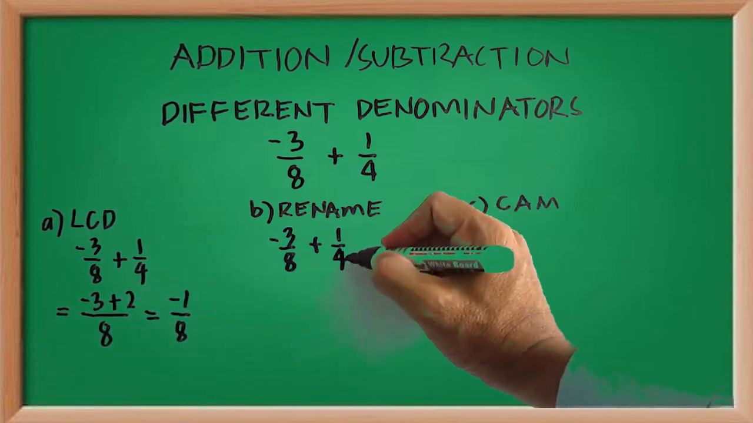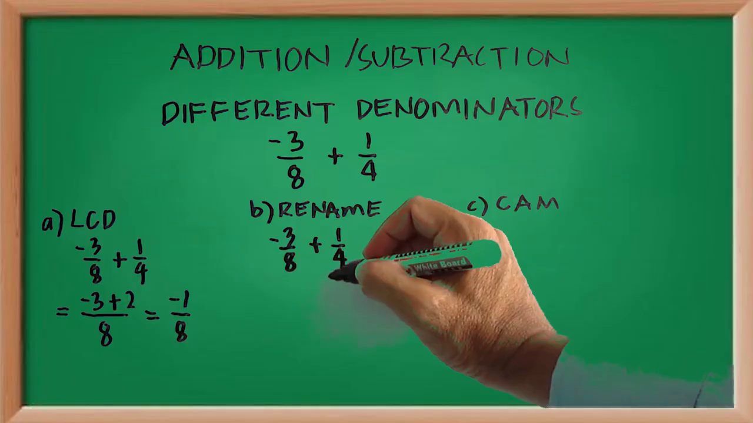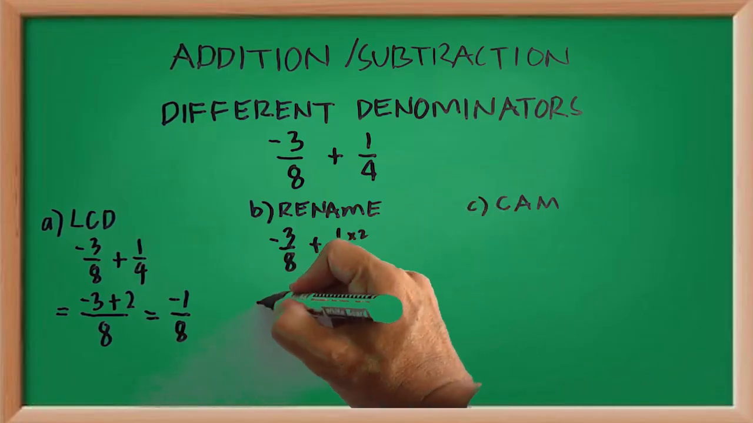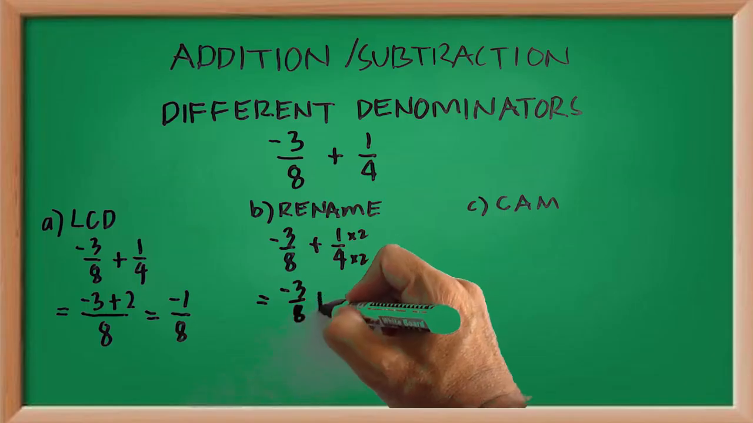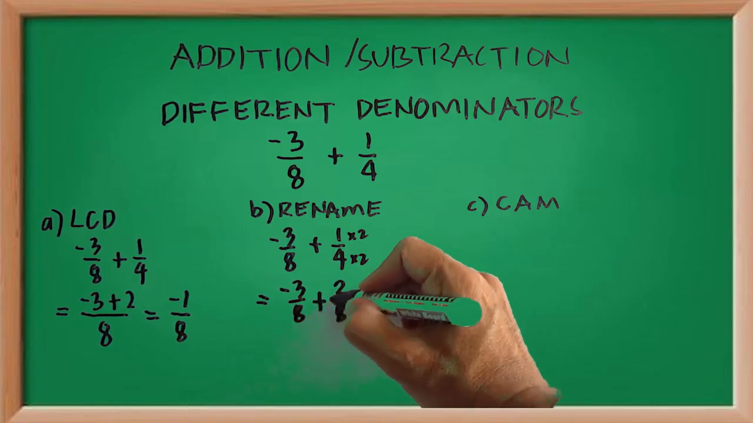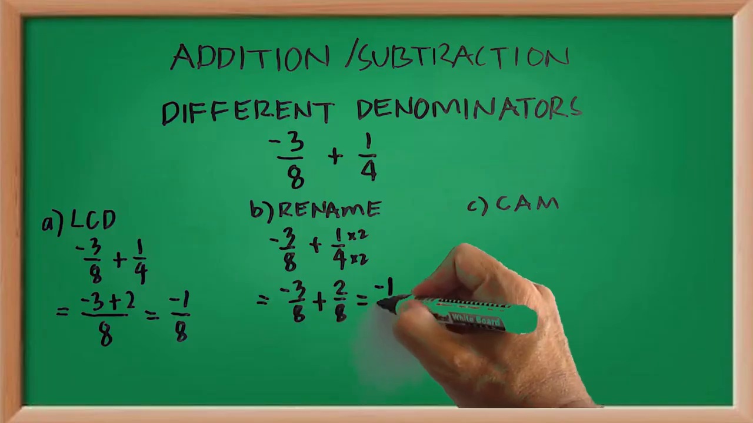Another method is to rename 1/4 to have a denominator of 8. Multiply the numerator by 2 and 2 also to the denominator. Negative 3 over 8 plus 1 times 2 is 2. 4 times 2 is 8. Negative 3 plus 2 is negative 1 over 8.